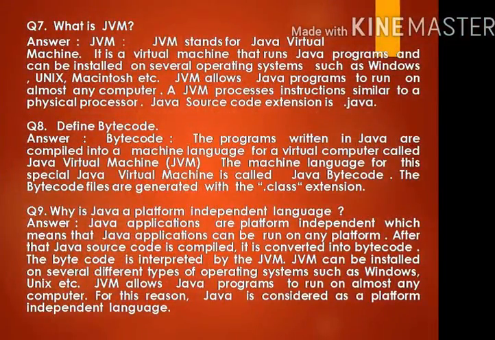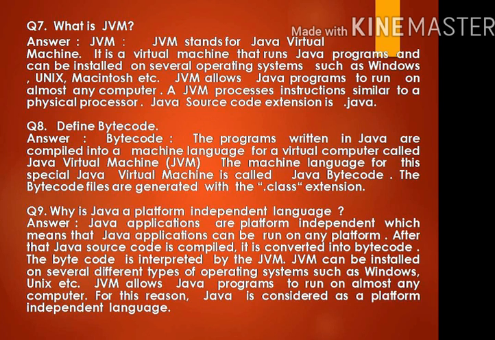The next slide contains the next part of questions and answers. Question number 7. What is JVM? Answer. JVM stands for Java Virtual Machine. It is a virtual machine that runs Java programs and can be installed on several operating systems such as Windows, Unix, Macintosh, etc.